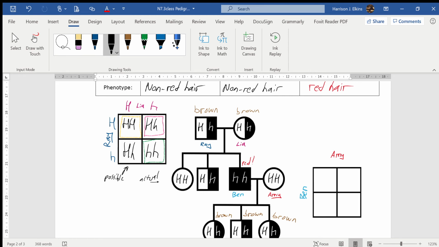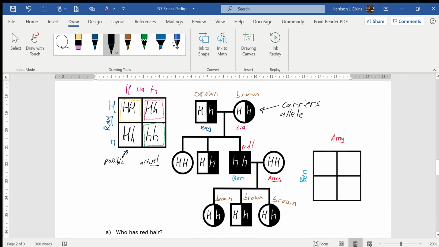So this means Ray and Leah are actually carriers. They're carriers of the red allele. If you know a family where both the father and the mother have brown hair, and then one of their children has red hair, the reason is that their parents were carriers. They had one copy, and they both happened to give that copy to their child.